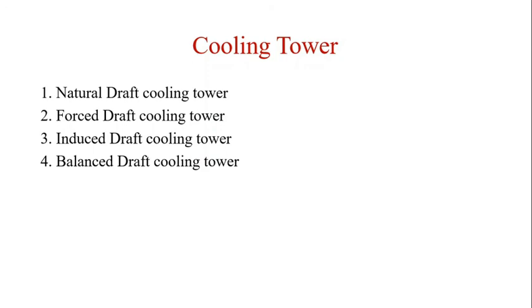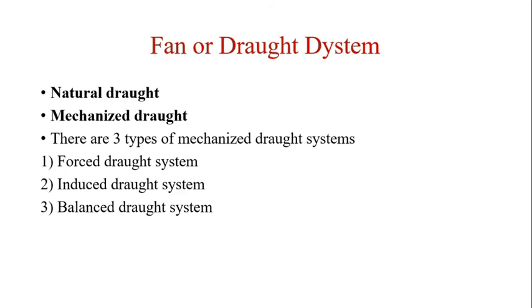Next component is fan or draft system. In a boiler, it is essential to supply controlled amount of air to the furnace for effective combustion of fuel and to evacuate hot gases formed in the furnace through the various heat transfer areas of the boiler. This can be done by using a chimney or mechanical device such as fans which act as a pump.